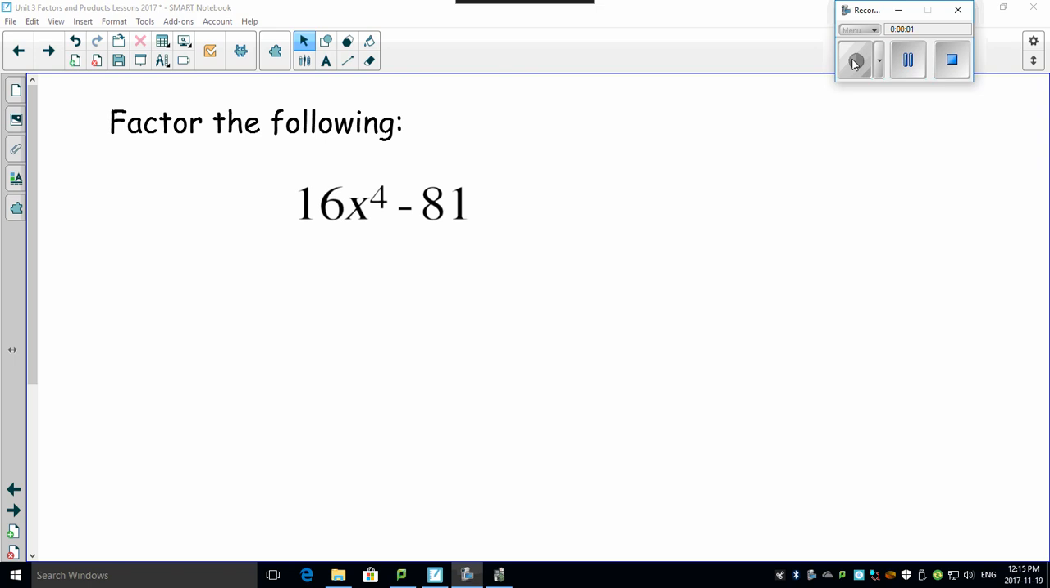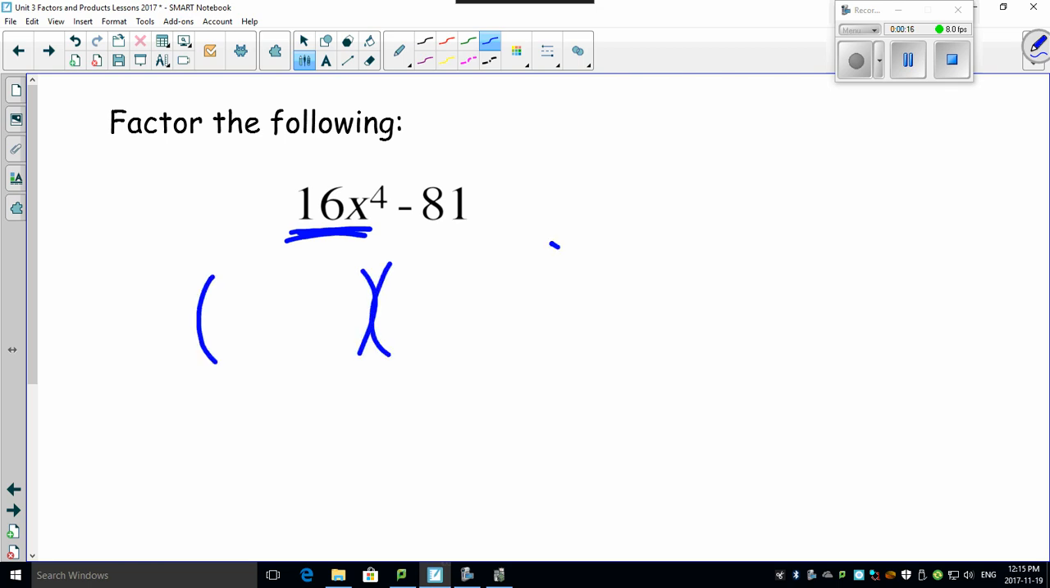Here's a cool difference of squares question that I want you to take a look at. Remember, when you're doing difference of squares, you look at the first one. Is that square rootable? Yes, 16x to the 4 is square rootable. That is going to give you 4x squared. Okay, so that means you put your 4x squared and your 4x squared here.